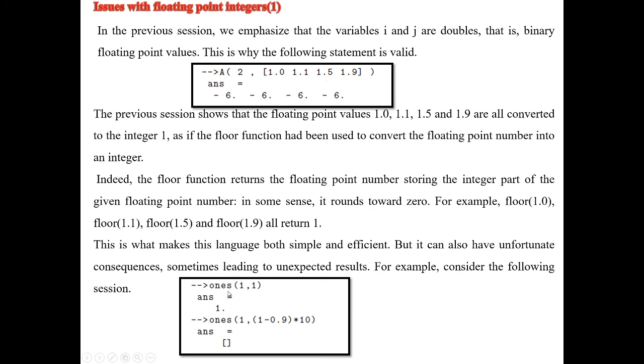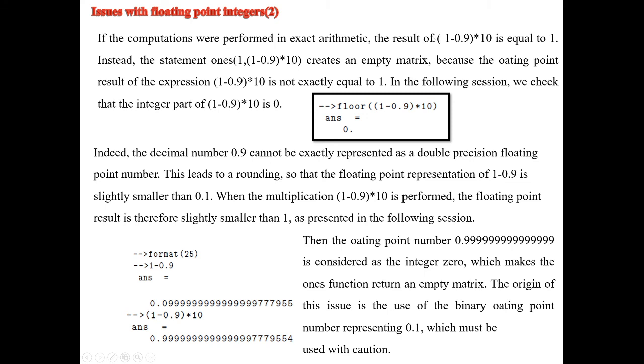So when you use ones of 1 comma 1, the answer will be 1. So ones of 1 comma 1 minus 0.9 into 10 will be answered as an empty matrix. Why is it answered as an empty matrix? Here you can see it is equal to 1. This operation 1 minus 0.9 into 10 is equal to 1. Instead of this statement, we have given it like this, so it will create an empty matrix. That means if you use the floor function, it will return the value as 0. Since we have not used the floor function, what will it do? It will consider this as a 0.